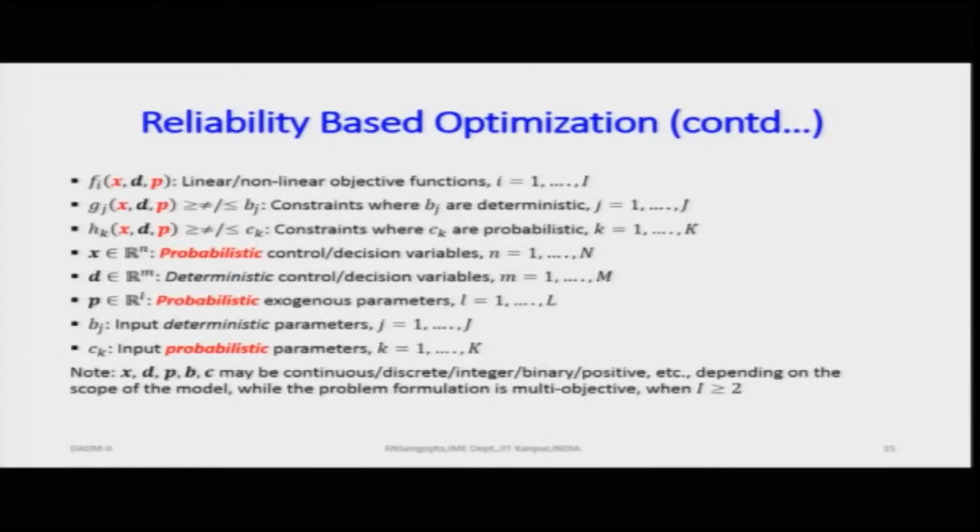Gj's are the constraints where bj's, b suffix j's, are deterministic in nature, j is equal to 1 to capital J, while the constraint hk's are probabilistic in nature based on the fact that ck is probabilistic. X is probabilistic control decision variables, D is the deterministic control decision variables, P is the probabilistic exogenous decision variables, and as I said, Bj's and Ck's, J's and K's are in the suffix, are the input deterministic parameter values and input probabilistic parameter values. So, based on that, the idea is we want to optimize and find the best optimum solution, considering it is a multi-criteria decision making and multi-objective decision making.